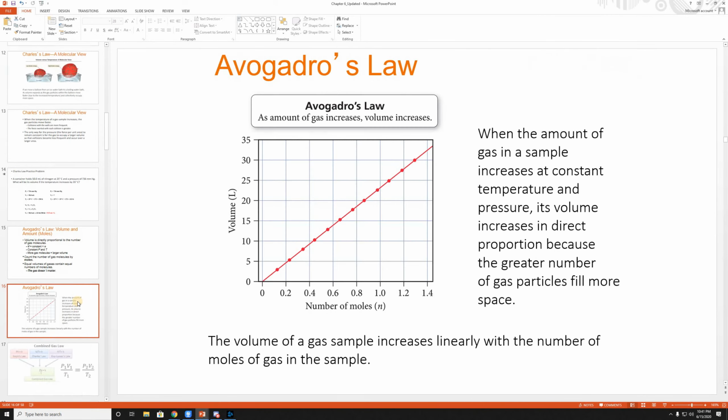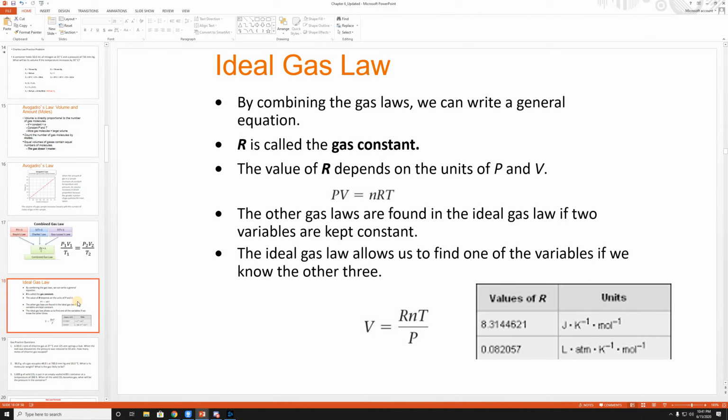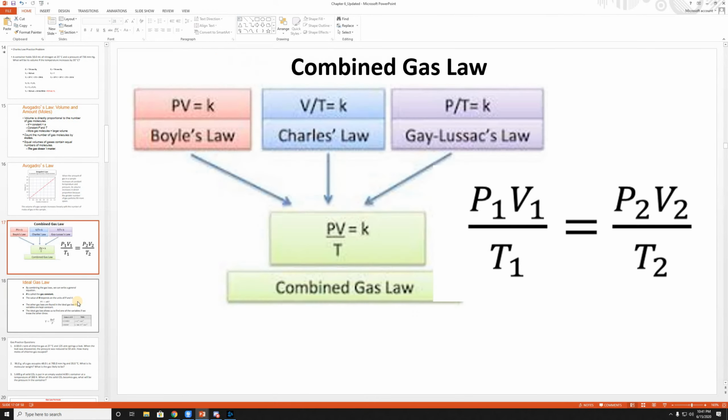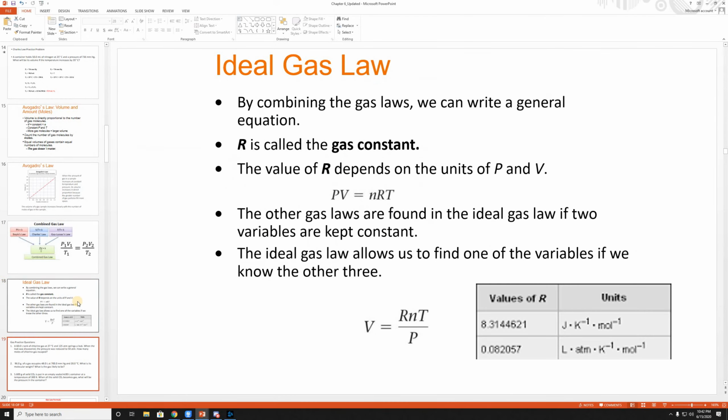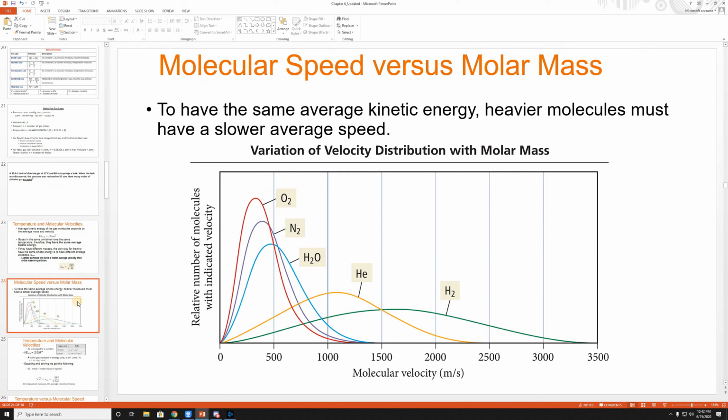Charles's law, same thing. Know the concepts. Avogadro's law concept is kind of like filling a tire. If you fill up the tire, the volume will expand. Also, if you keep the volume fixed, which with car tires the volume's kind of fixed, the pressure will increase. That's why you need to know your tire pressure. Ideal gas law, units for gas law.